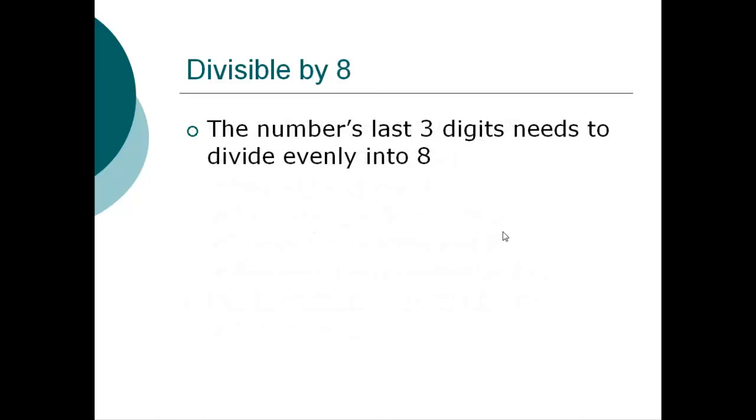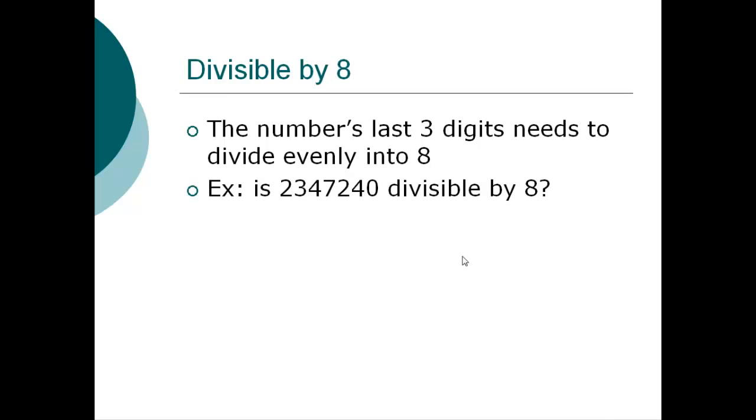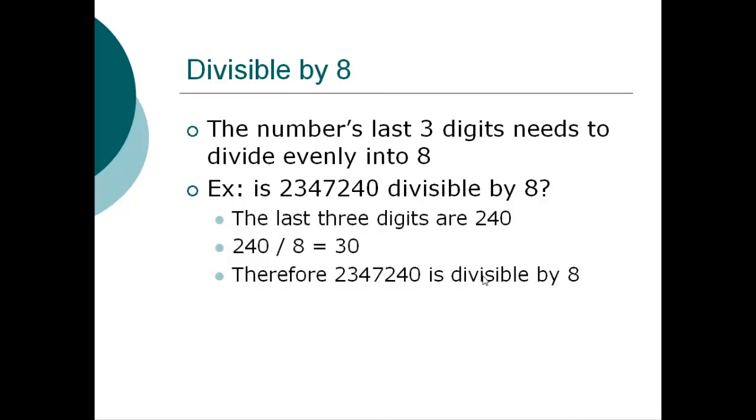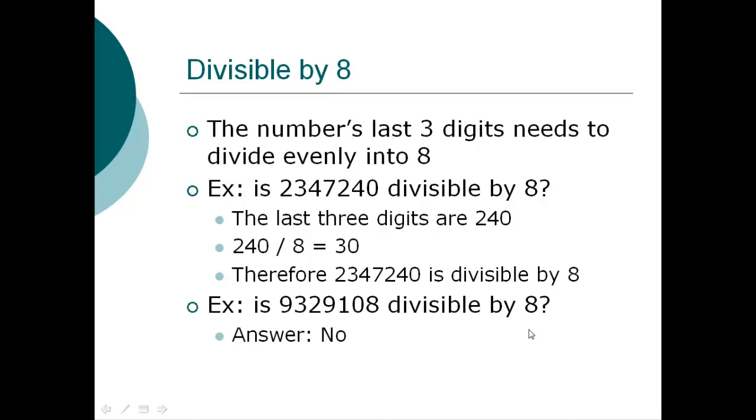For divisible by 8, all we have to do is look at the number's last 3 digits and whether that divides evenly by 8. So when we're given a very large number, all we have to do is look at the last 3 digits, and we can tell the last 3 digits are 240. And since 240 divided by 8 is 30, we can say that this whole big number here is divisible by 8. And here's an example.